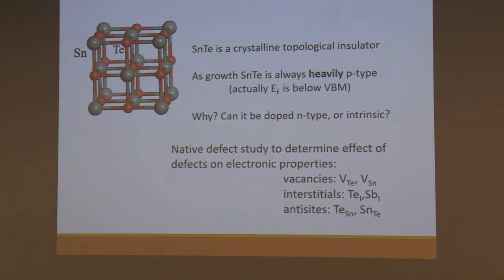Which is unfortunate, because to use the topological properties, you really want to move the Fermi level inside the band gap to be able to take advantage of surface states which could appear in things like this. So we looked at a native defect study to determine the effect of defects on the electronic properties. It's just a rock salt structure of tin and telluride, so you can have vacancies, interstitials, antisites.